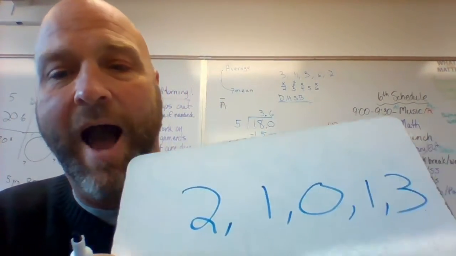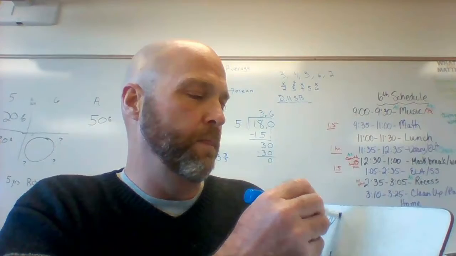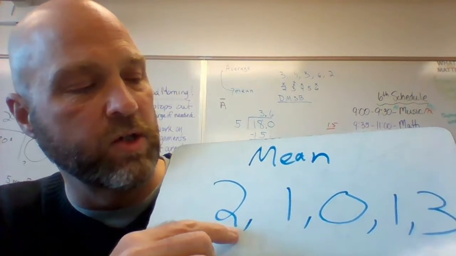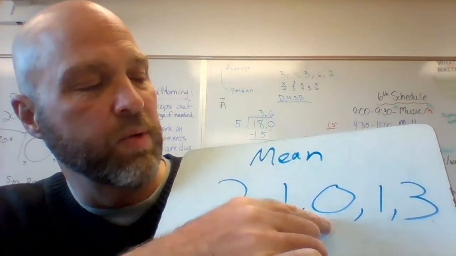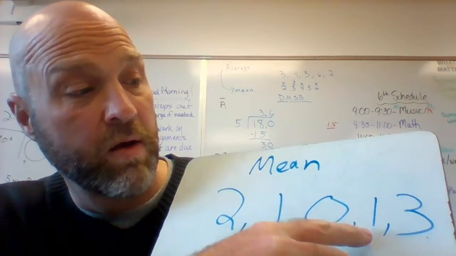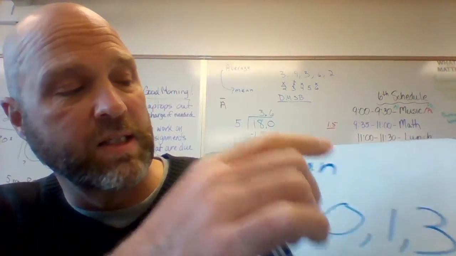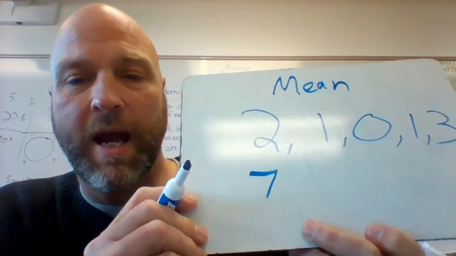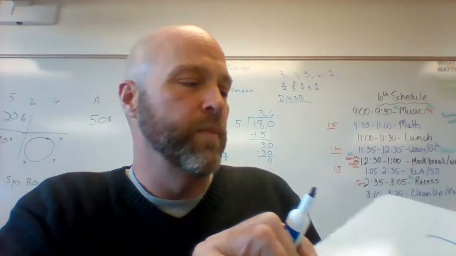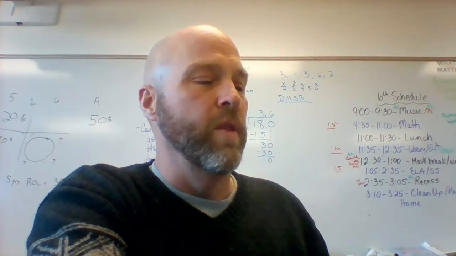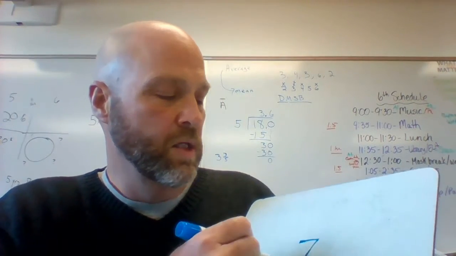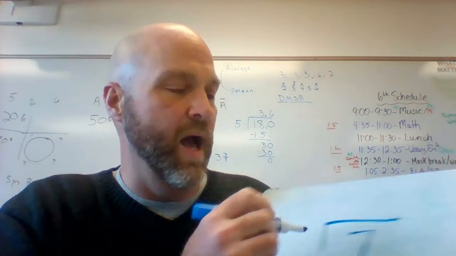If I want to find the average, the mean, I'm just going to add all those numbers together. 2 plus 1 is 3, plus 0 is still 3, 4, 5, 6, 7. So I have a total of 7, and I'm going to divide that number 7 by the total number of data I had. So in this case, I had 5.